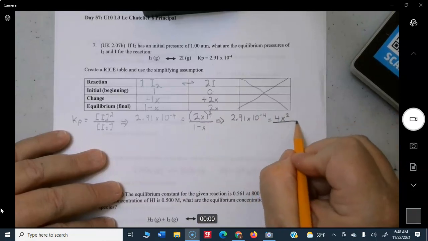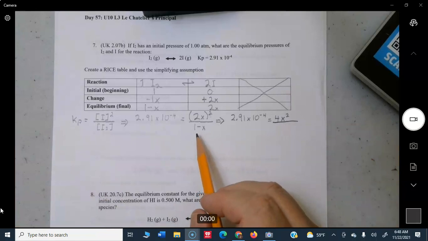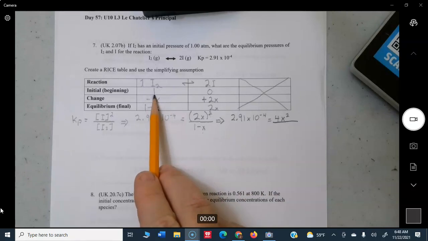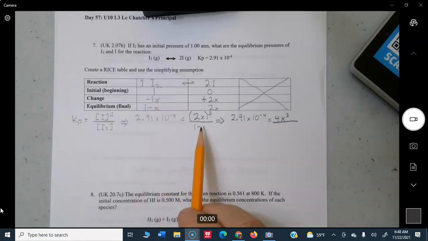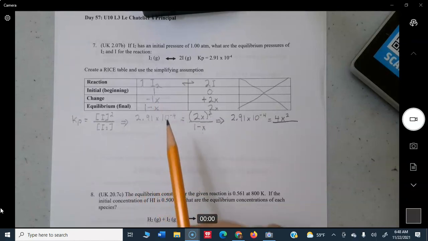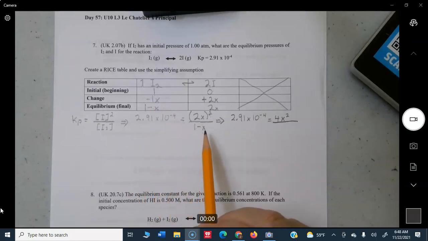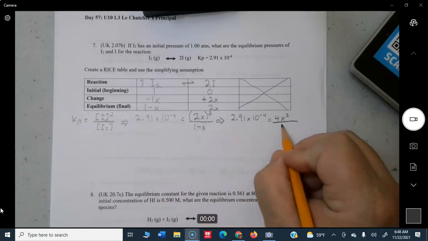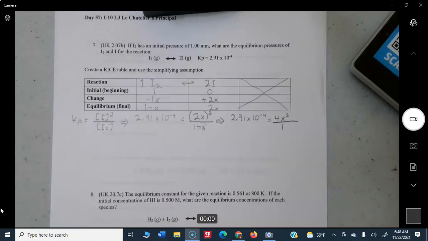On the bottom, we're going to use the simplifying assumption. Okay, I told you you could always do that in this class. If you don't, you're going to end up with a quadratic and have to use the quadratic formula. So we're going to assume that x is much smaller than the initial concentration of 1. We're going to say this is much, much smaller. Now we're going to have to test that out at the end of the problem to see if it's true. But for right now, let's go ahead and make that assumption. So that means you can get rid of this x right here. So this simply becomes a 1 over here in the denominator.